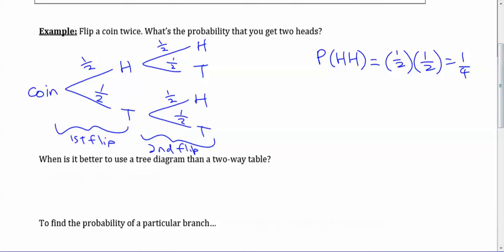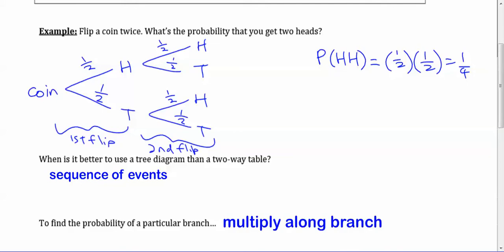So when is it better to use a tree diagram than a two-way table? Often it's best to use these when there's a sequence of events going on, like you flip a coin and then you flip another coin, or when there's a combination of more than two events. Then it's a little bit harder to see on a two-way table or in a Venn diagram. So if there's a sequence of more than two events, then a lot of times the tree is going to be your best bet. To find the probability of one particular branch, you're going to do just like we just did, and multiply along the branch. So the probability of getting a heads and then a tails would be 1/2 times 1/2. The probability of getting tails and then heads would be 1/2 times 1/2.